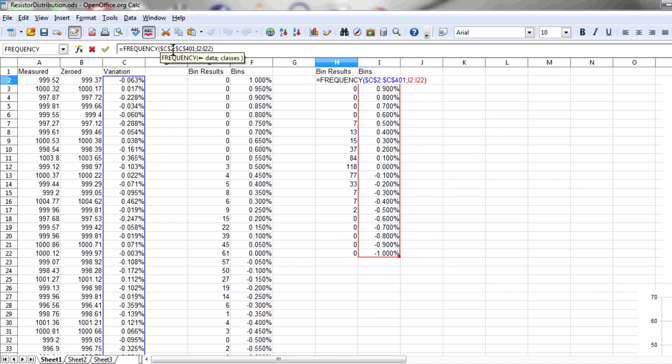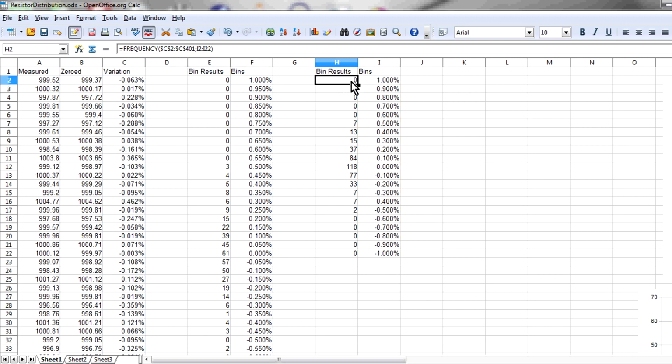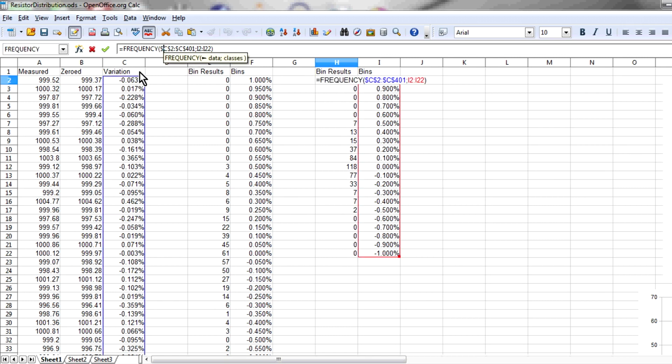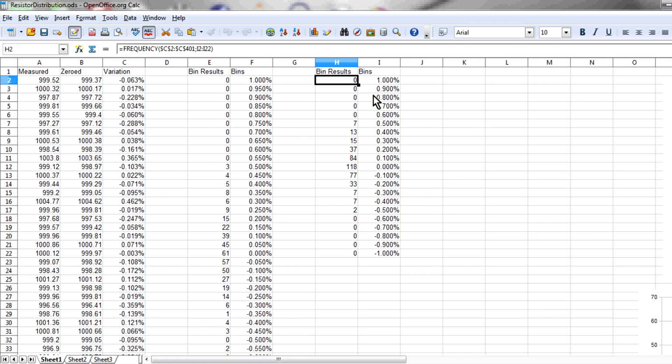Now, a little trap here is you've got to put in the dollar signs there and there, and there. The reason you have to do that is because when you create this and then drag it down like this, it will actually increment that C value unless you put the dollars in there. And for each one of these, you want to sort through all of the data. So putting the dollars in there ensures that you actually do that.